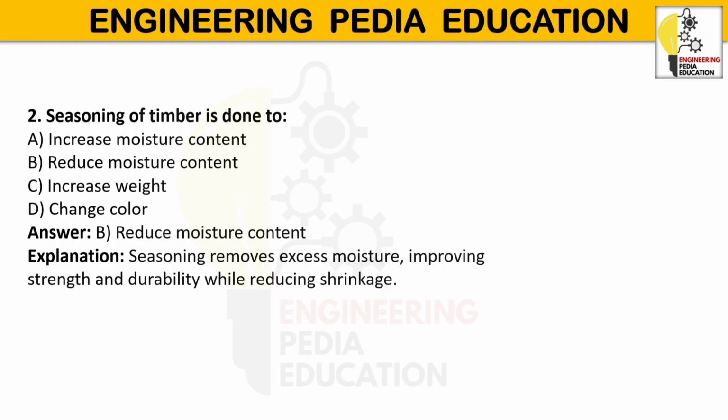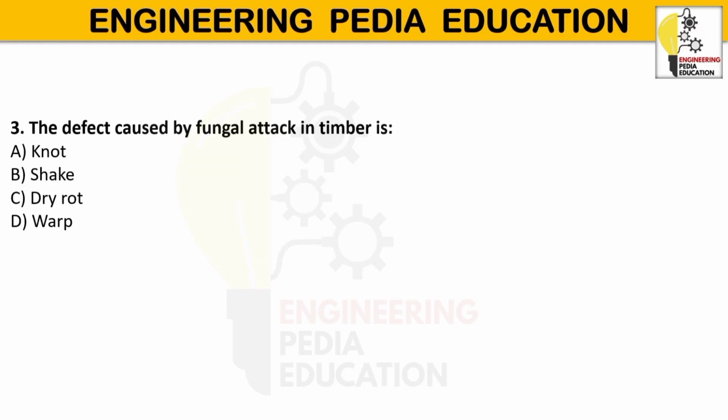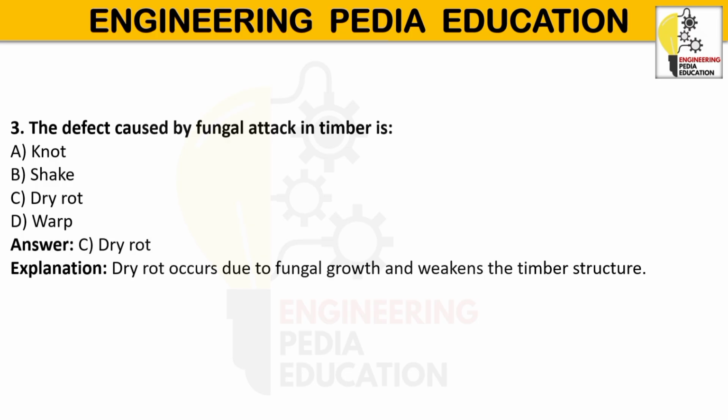What is seasoning of timber? Removing excess moisture from wood before it is used. The defect caused by fungal attack in timber is: shake, dry rot, or warp. So the correct answer is dry rot. Dry rot occurs due to fungal growth and weakens the timber structure.